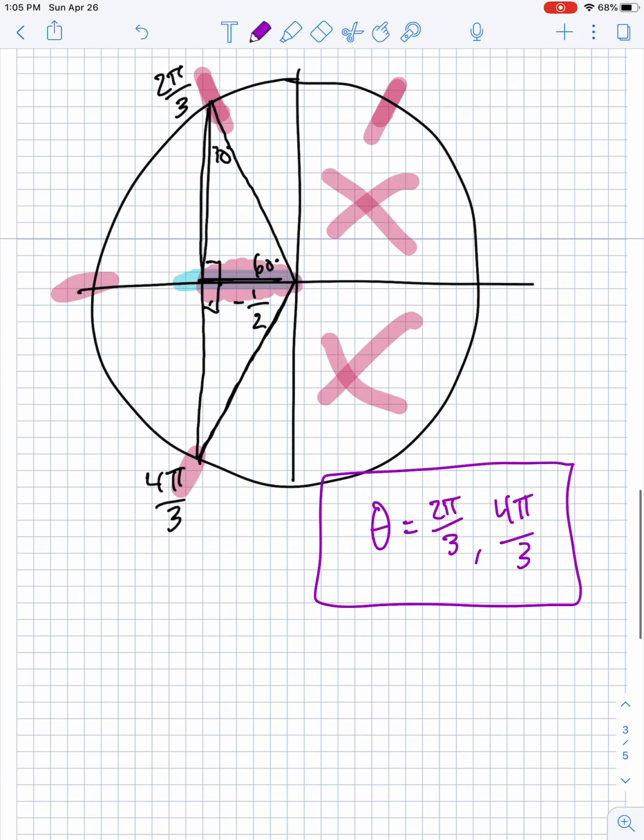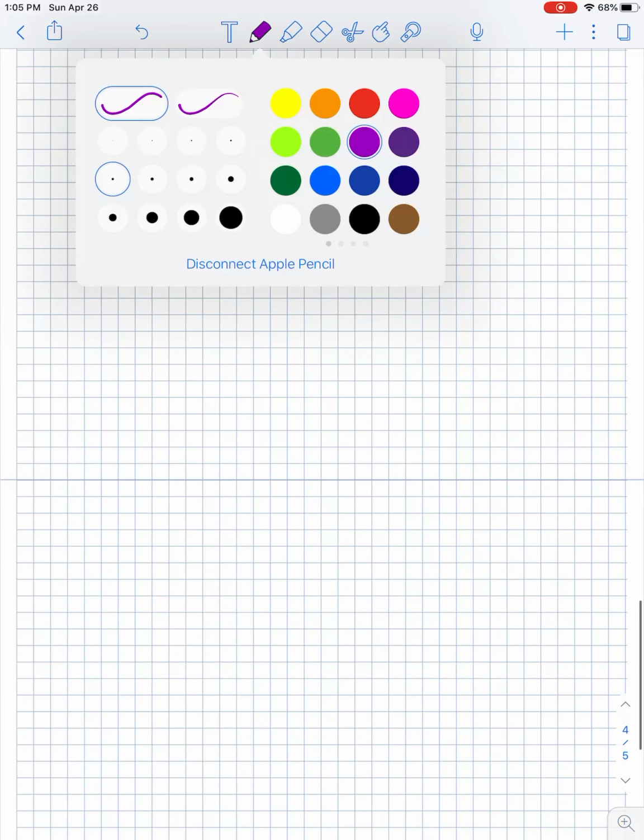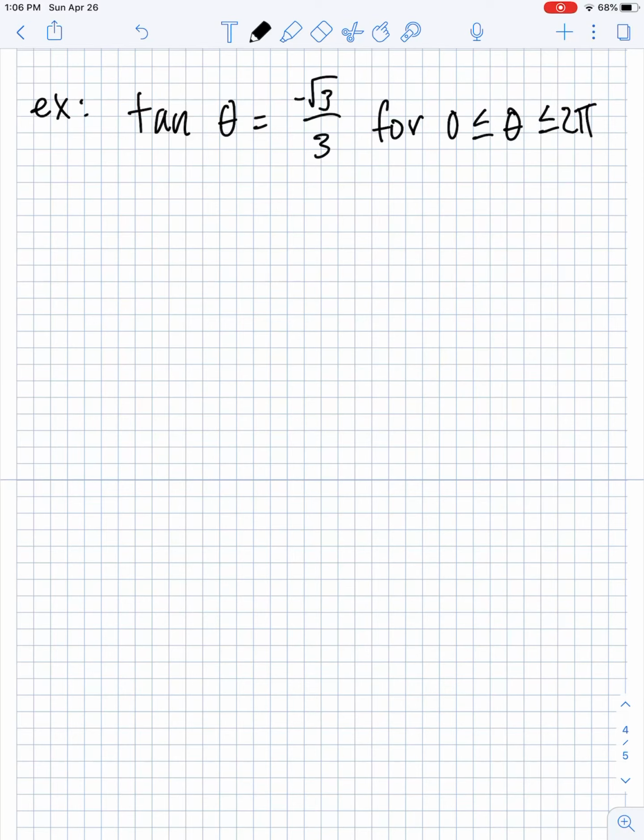Let's do one more. Then I'll get out of here. We did a sine, we did a cosine, you guessed it. Find tangent of theta is equal to negative root 3 over 3. That shows a hard problem. Okay, here we go. For the interval 0 to 2 pi once again. So let's draw the circle.